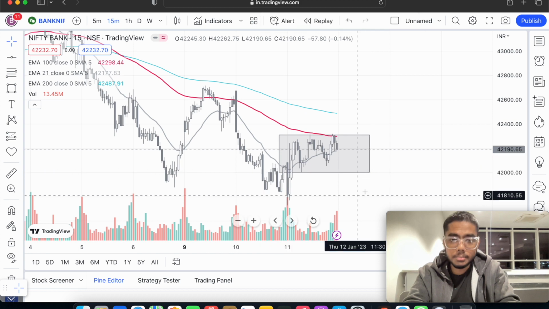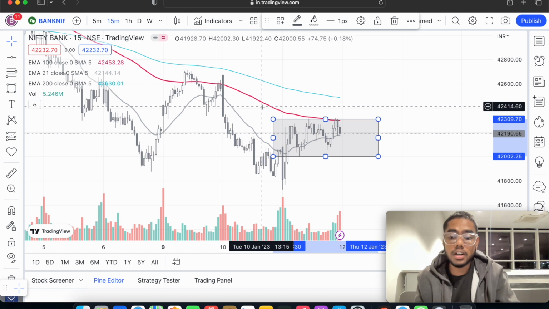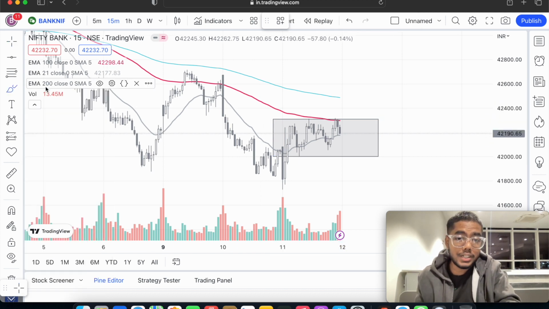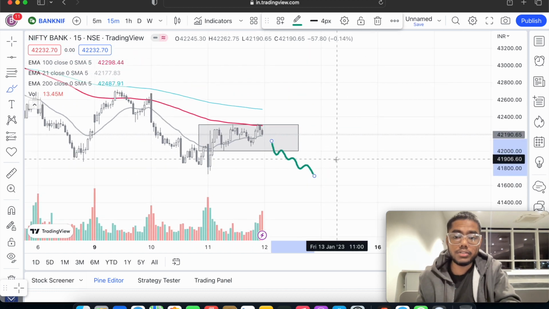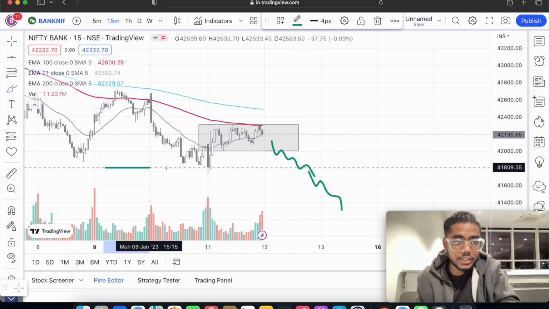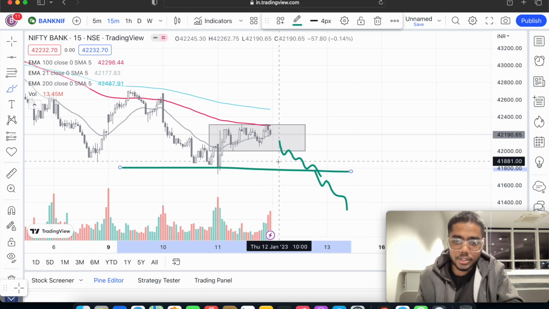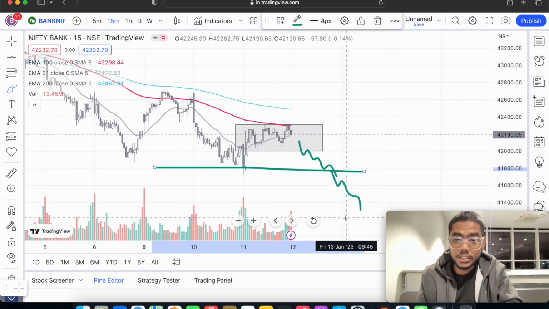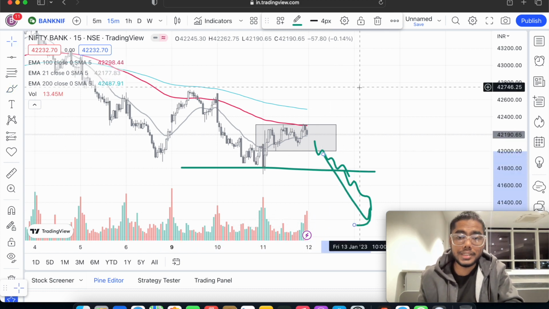This is the most important for tomorrow. If this range high gets broken, that is 42,300 gets broken with strong volume and momentum, then there is a possibility of a 200 to 300 point movement on the upside. And if it gets broken down, then we can plan for a very high risk reward setup. So the first target can obviously be this mark of 41,800. That is a very small target, to be honest, but if the momentum continues, then a major fall is very much possible in Bank Nifty.